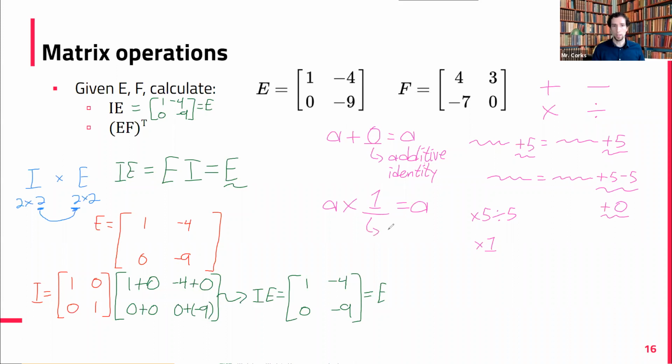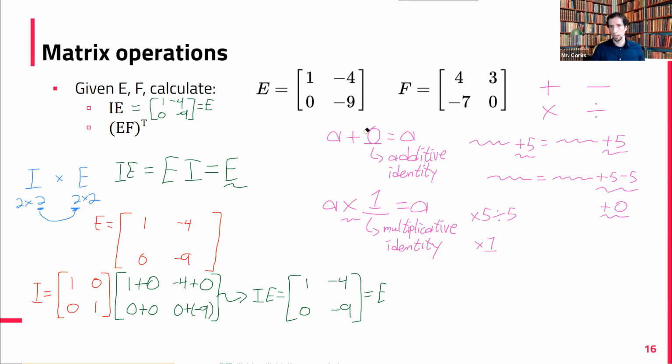So this one here is the multiplicative identity. For this operation, which we call multiplication, 1 is the special number that doesn't change the number that went in. It doesn't change what the result will be. So it's still a. Okay, so that's just some basic background.